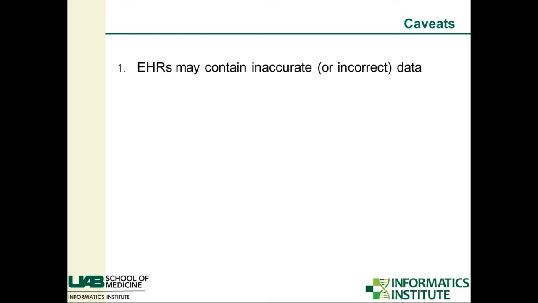Okay, so first of all, EHRs can contain inaccurate data. So while we hope that the data in the patient's record are correct, they may be inaccurate. There's a lot of reasons for these, and we don't have time to go into all of them, but for instance, sometimes people will copy things. Somebody will say something in a record, and it will just persist in the record over and over. People will copy it over and over.